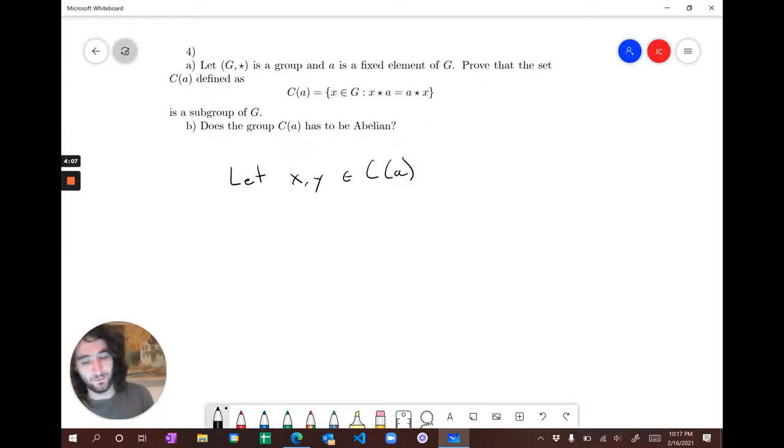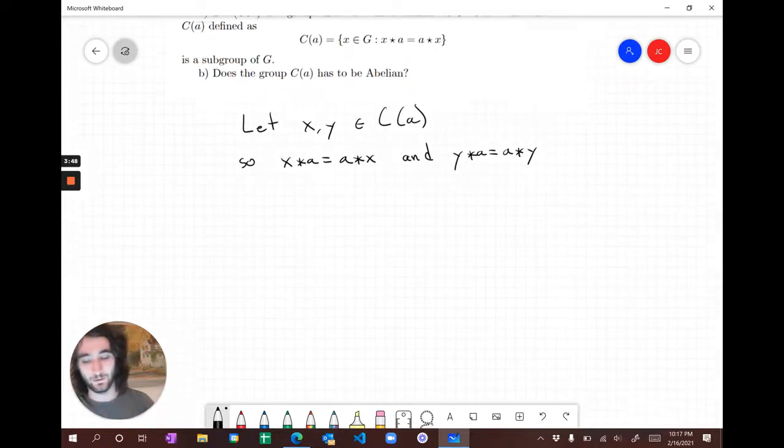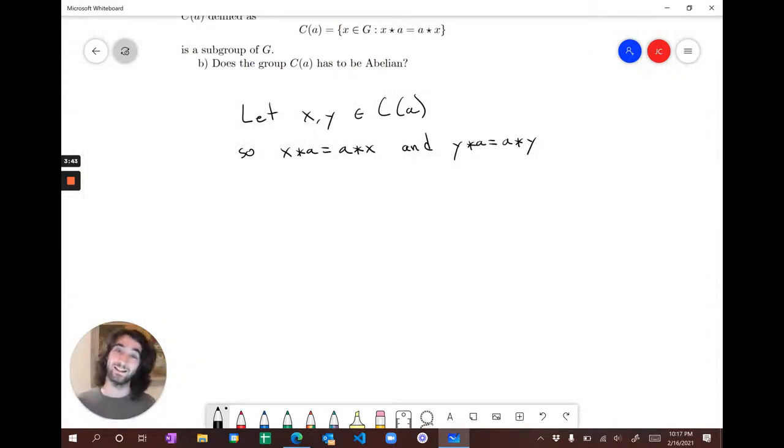And what does that mean? Well, it says it right up here. What it means to be in that set is that you commute with A. So we know that X star A is the same as A star X, and we also know that Y star A is the same as A star Y, because that's the meaning of them being in the centralizer. And then what we want to show is that X star Y is in the centralizer, which is to say that X star Y commutes with A. So we want to show that X star Y star A is the same as A star X star Y.